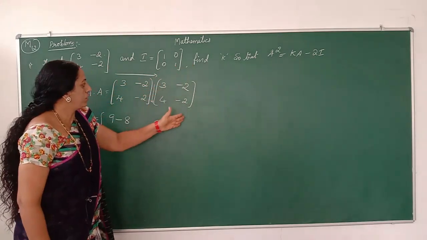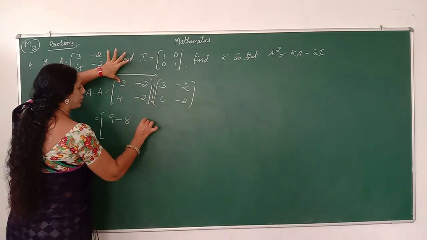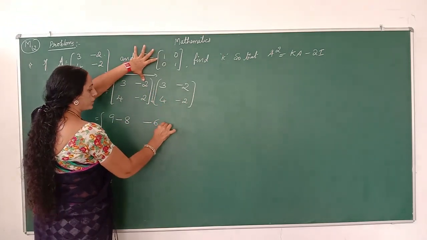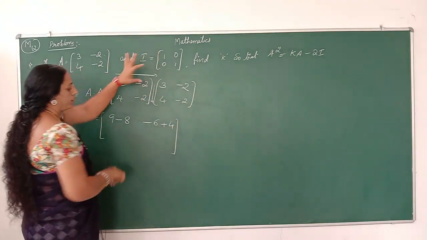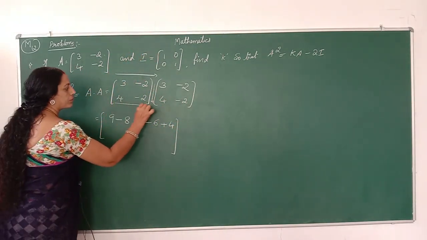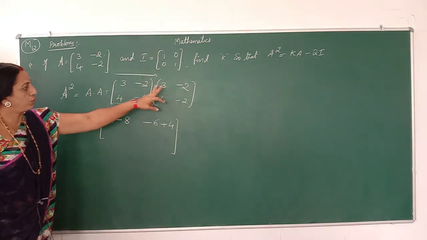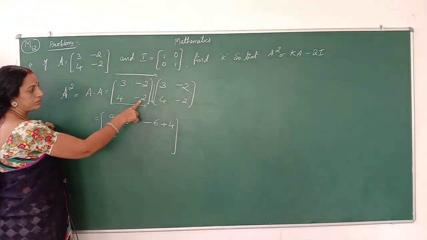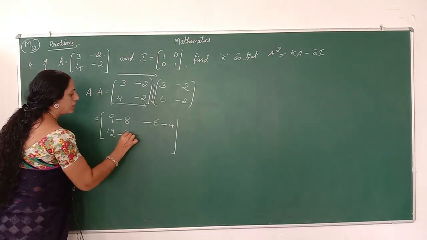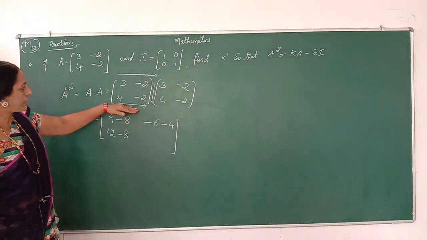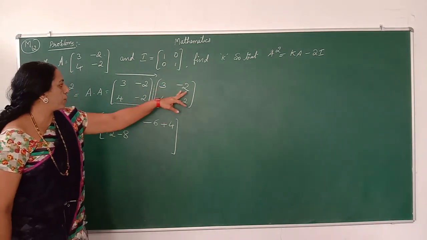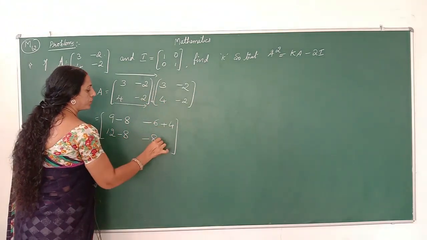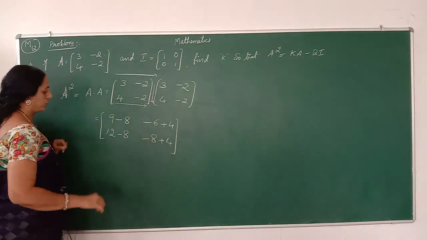Similarly, first row, second column: 3 into minus 2, minus 6. Minus 2 into minus 2, plus 4. Similarly, from the second row, first column: 4 into 3 is 12, minus 2 into 4 is minus 8. Second row, second column: 4 into minus 2 is minus 8, minus 2 into minus 2 is plus 4.